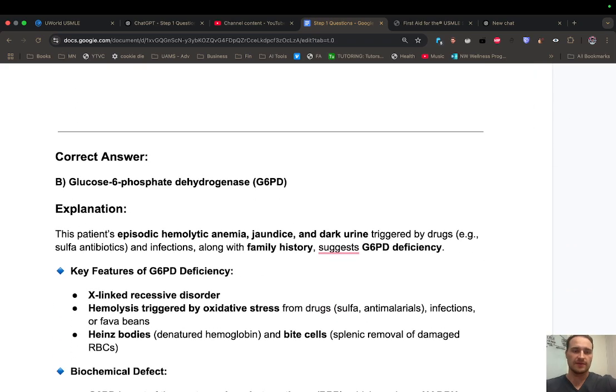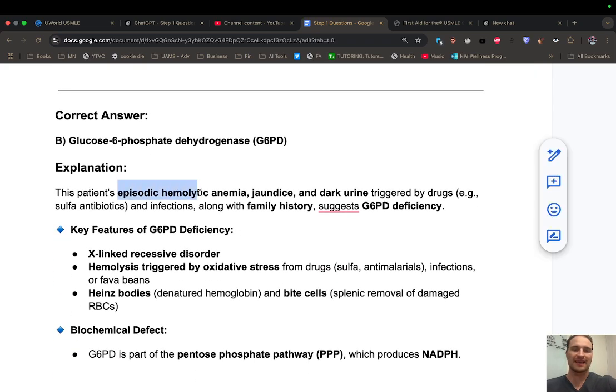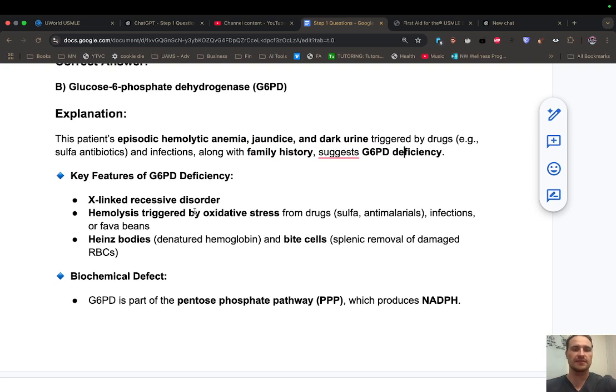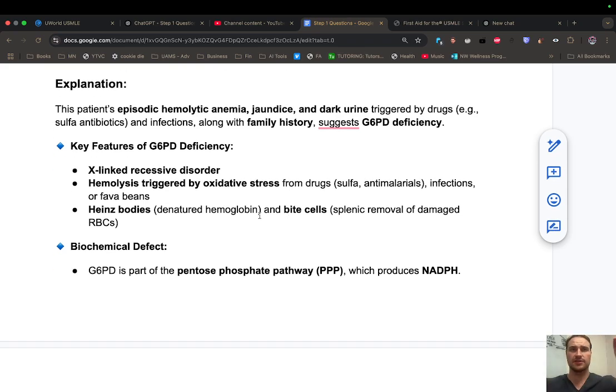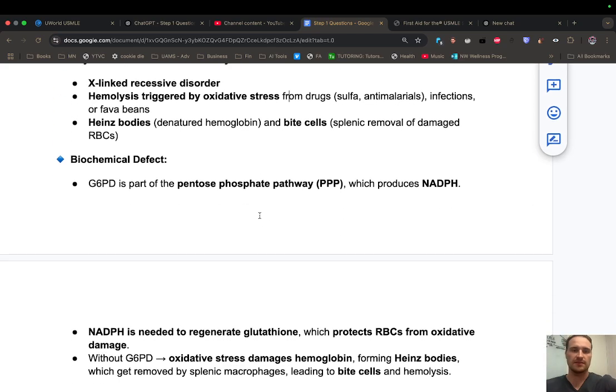Woo! And we scroll down here, we can see the episodic hemolytic anemia, jaundice, dark urine, which is triggered by the sulfa antibiotics and infections and anti-malaria drugs, along with family history, says you got a glucose 6-phosphate dehydrogenase deficiency. It's X-linked, caused by oxidative stress. So you take these drugs and these infections or the fava beans, and it causes the oxidative stress, and you get the Heinz bodies, which is denatured hemoglobin broken down. It looks all bad, and then the bite cells, which is splenic removal of any damaged red blood cells.